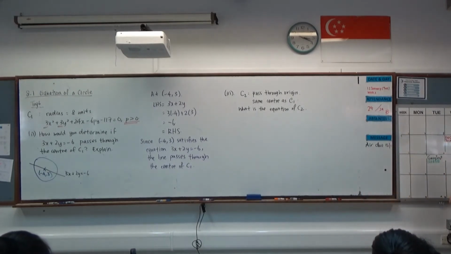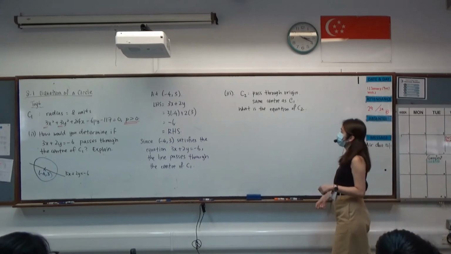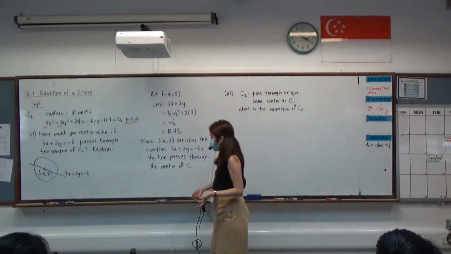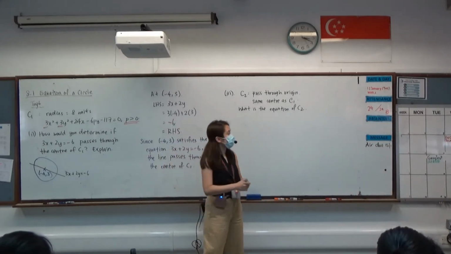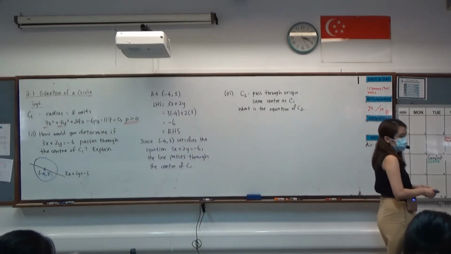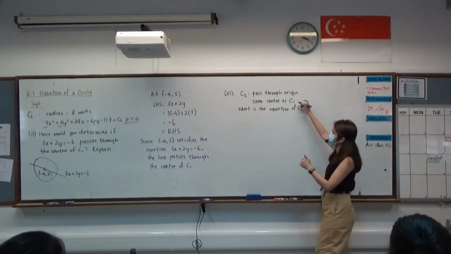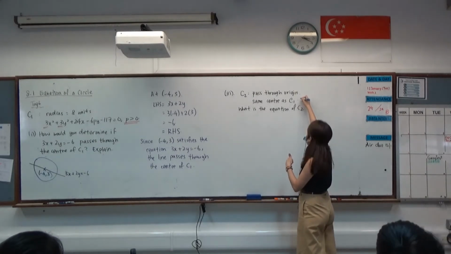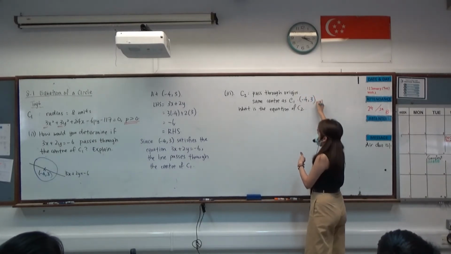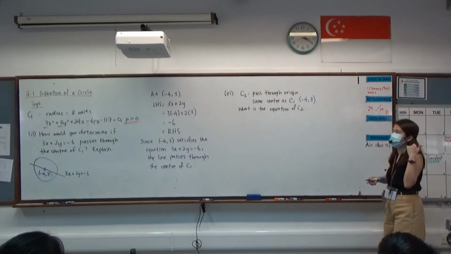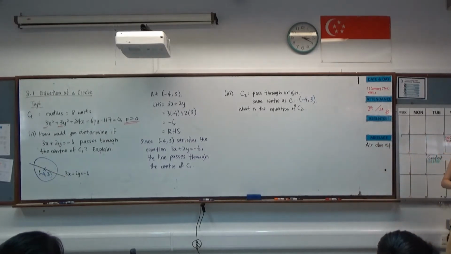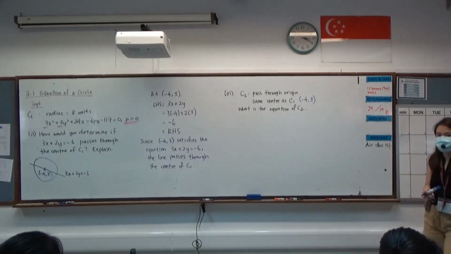We have that there's another circle passing through the origin, same center as C1. So we want to find an equation of C2. Equation will always require center and radius. We know the center already because it says that it is same as C1, so that will be negative 4, 3. So our challenge is to determine the radius. What would the radius be? How to determine the radius?